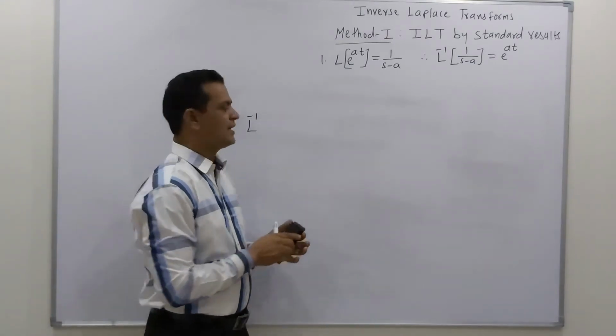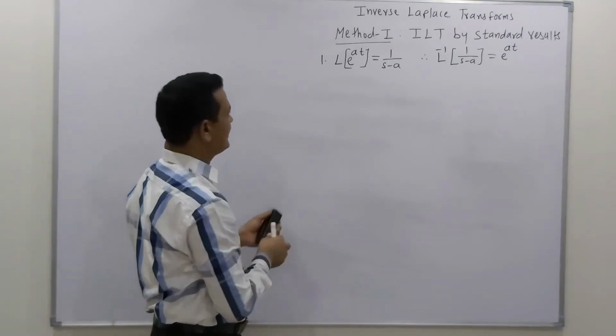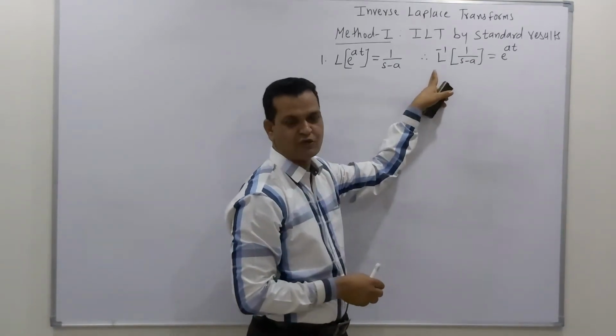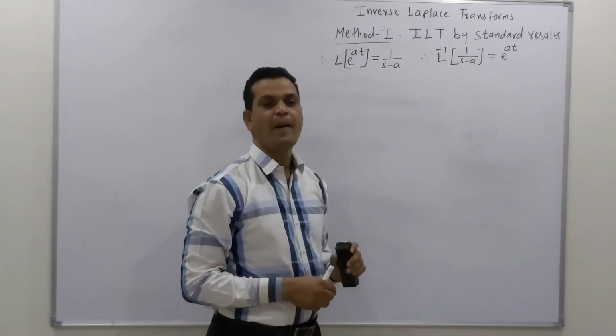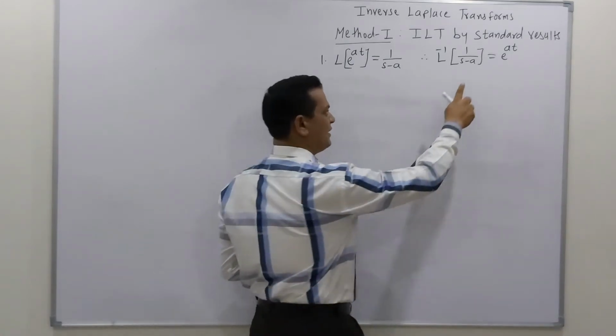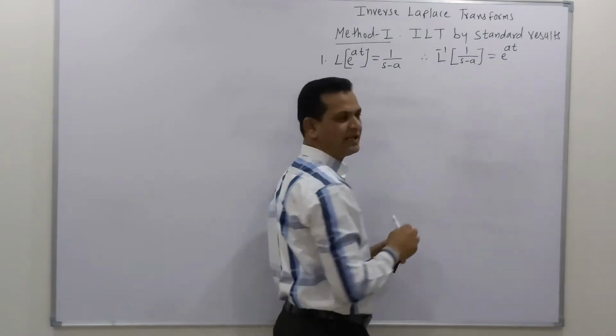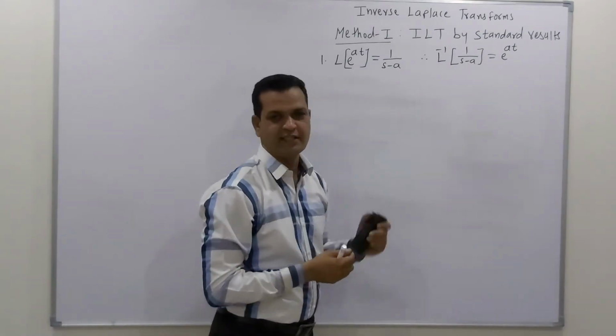So this is the first standard result. It says that the inverse Laplace transformation of 1 upon s minus a is equal to e raised to plus at. That means whenever some constant term is subtracted from the parameter s, this result is applicable.